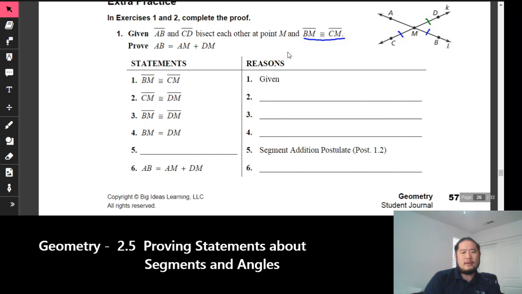So let's see why they may have put these statements down instead of the last part that I just mentioned. So segment CM right here is congruent to DM. We can go ahead and say that that right there is given. Or actually, one better than that would be that CM is congruent to DM because right here we have the definition of a segment bisector.